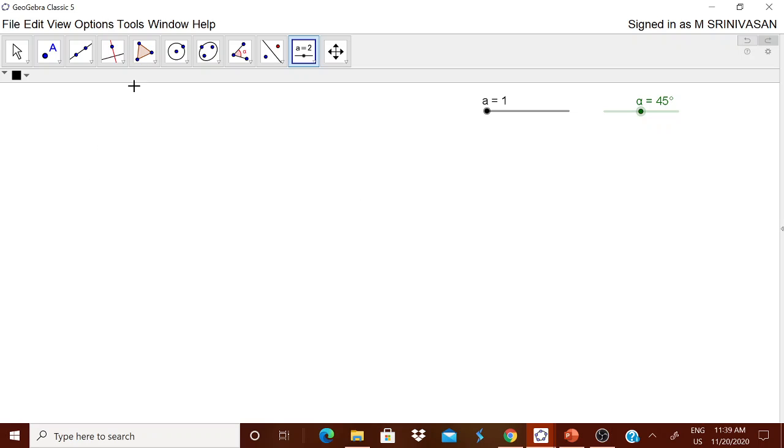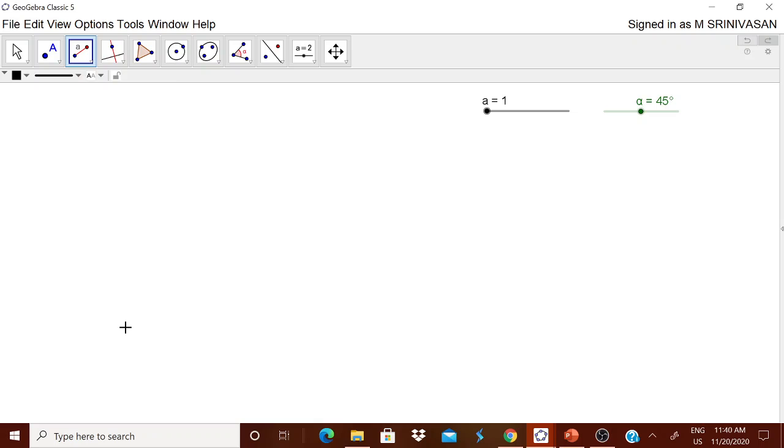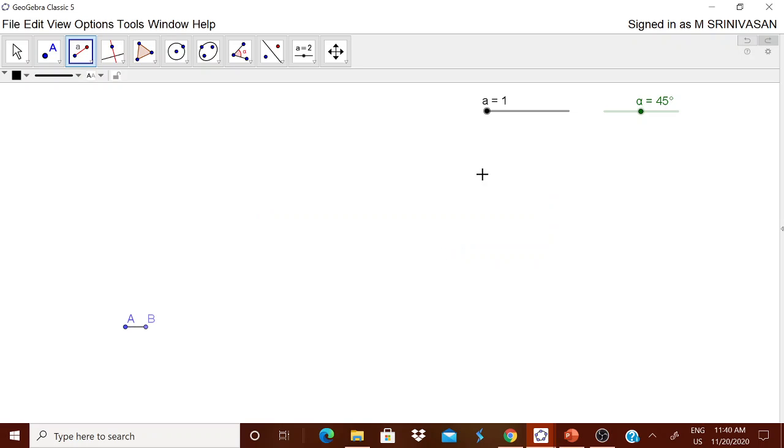Let me first draw the base of the isosceles triangle. For that I am taking segment with given length. I am putting it here. It will ask me the length, type a. Don't type any other number, type a, which is the slider for the base. I am clicking OK. Now you see when I move this, that also gets changed. OK. Now I am just fixing it at 6, no problem.